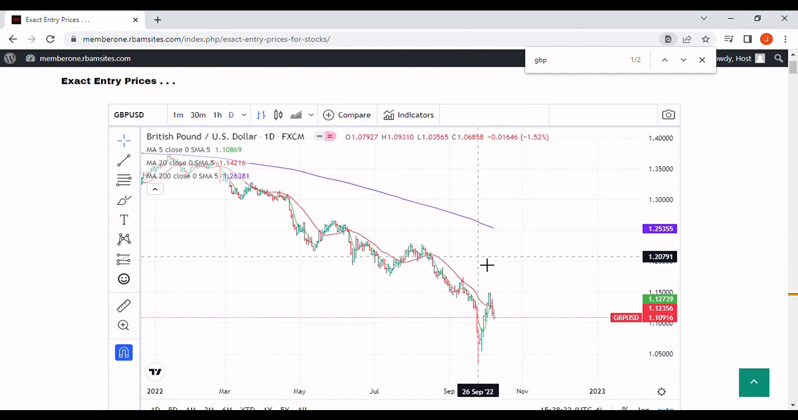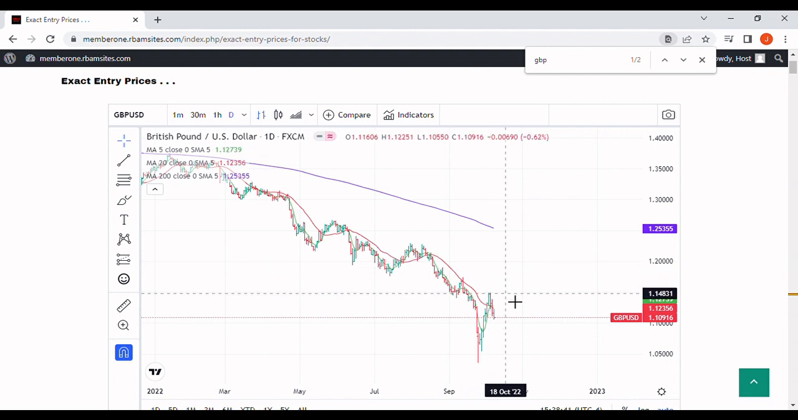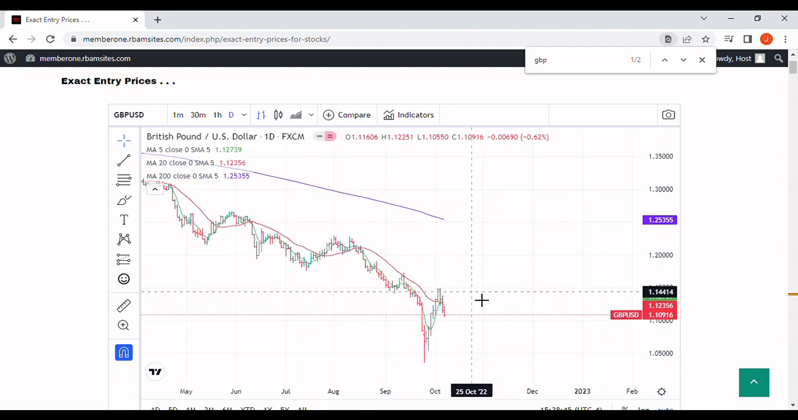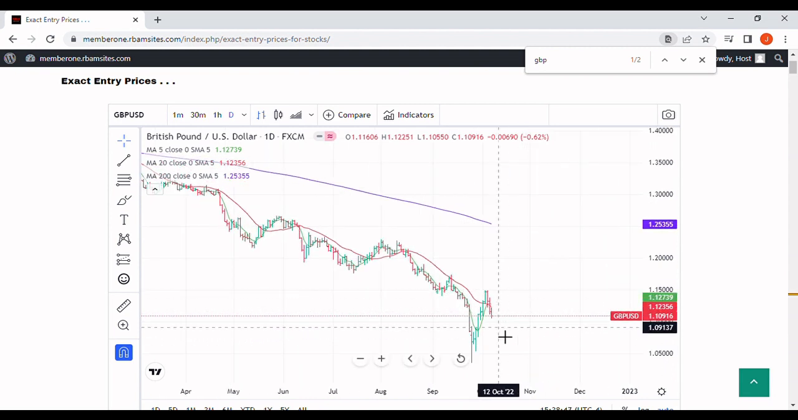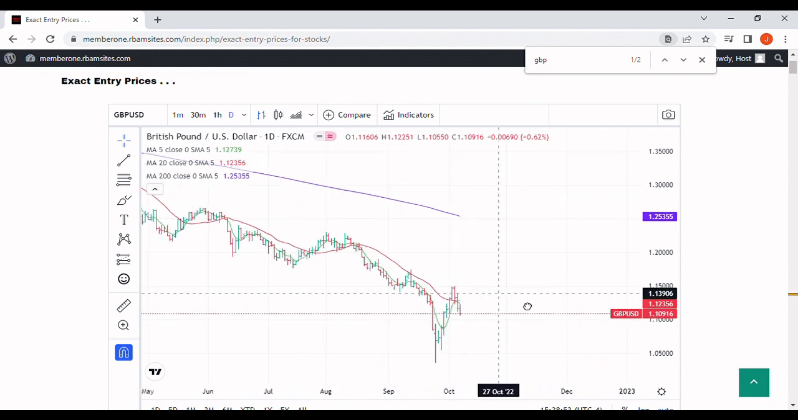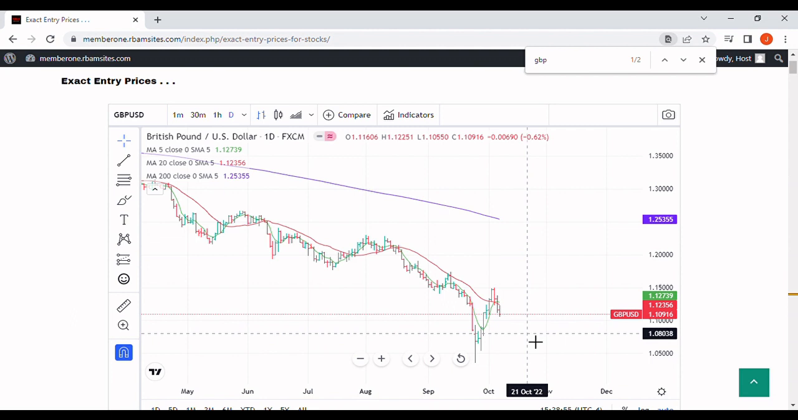So we put in a low on the 26th of September at around 1.035, got a very strong, very sharp rally up to about the 1.14 level, and you can see we broke through the 20-day moving average and it failed to hold. We're now, as of Friday, falling back down, below the 20-day, below the 5-day, and it looks like we're probably going to head down this week to about the 1.08 level.